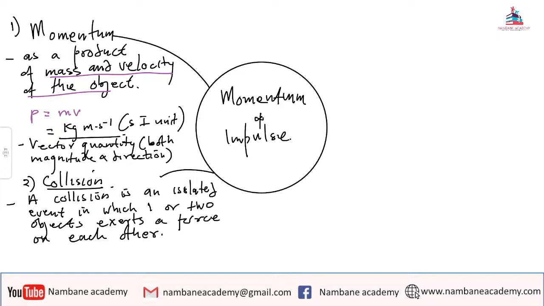Now let's explain this. You cannot have a collision of an object colliding on its own. It should be in a collision with a certain object, either a wall or another car, but at least we need two objects that are going to exert a force on each other. Let's highlight this: when these two objects are in contact with one another, Newton's third law, this is very, very important, is applicable.